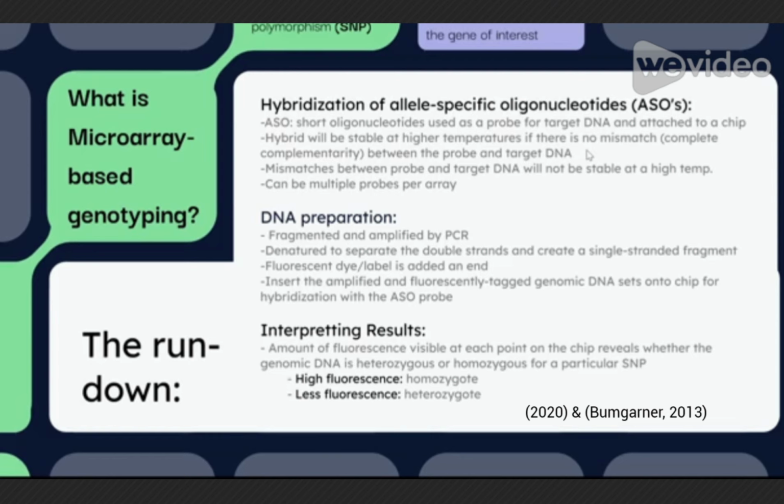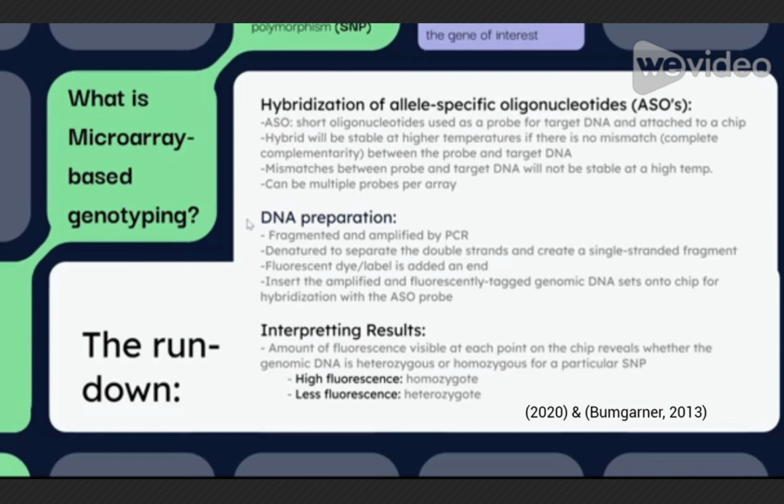This hybrid will be more stable at higher temperatures if there is complete complementarity between the ASO and the genomic DNA. The hybrid will be less stable at higher temperatures if there are mismatches. This is because there will be fewer hydrogen bonds holding the probe and target together, and less heat will be required to detach the two.